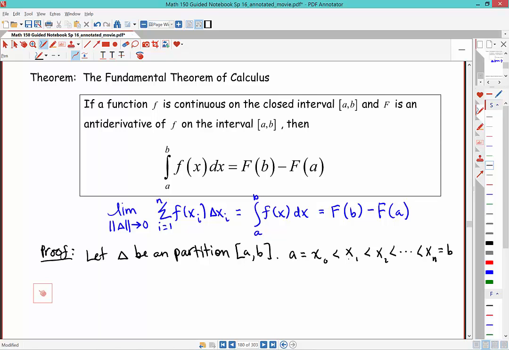Okay, so basically we can write capital F at b minus capital F at a as capital F at, what do you think? Good, xn. Minus capital F at xn minus 1, and then plus capital F at xn minus 1.